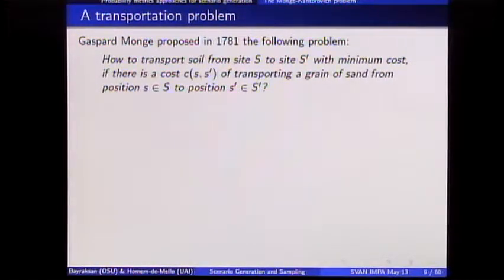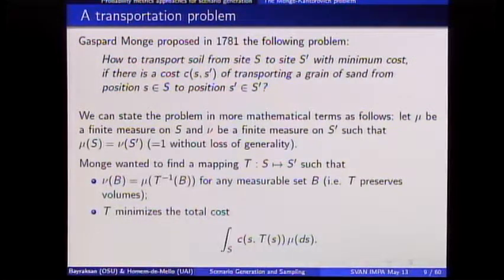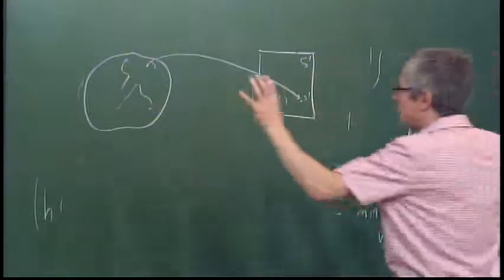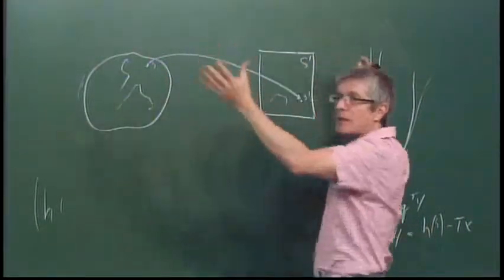Really hard, and why? So let's see how you can think of this problem in mathematical terms. One way of defining it, in fact how people initially looked at this problem, was the following. Suppose I have a finite measure mu on this set, and nu is a finite measure here, and let's assume they are equal to 1. There's no loss of generality, because we know they have to have the same total mass, so we can make it 1.